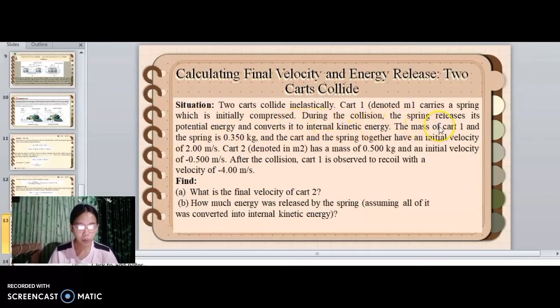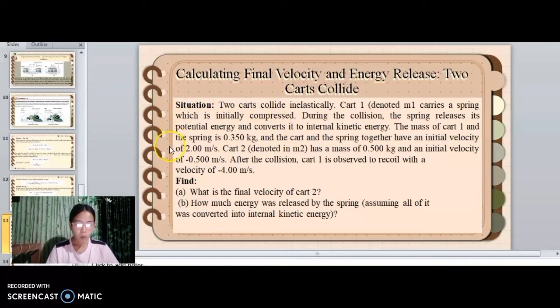The mass of cart 1 and the spring is 0.350 kilogram, and the cart and the spring together have an initial velocity of 2 meters per second. Cart 2, denoted as mass 2, has a mass of 0.500 kilogram and an initial velocity of negative 0.500 meter per second. After the collision, cart 1 is observed to recoil with a velocity of negative 4 meters per second.